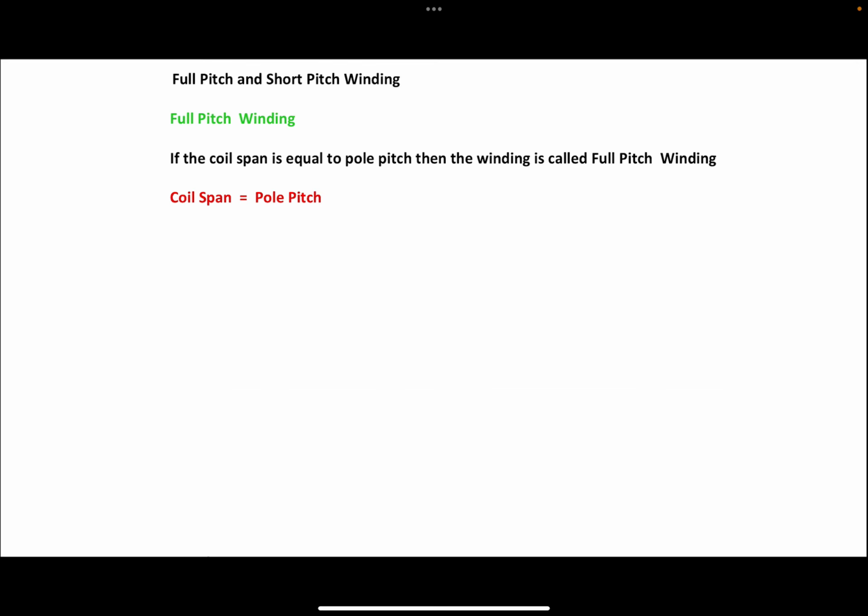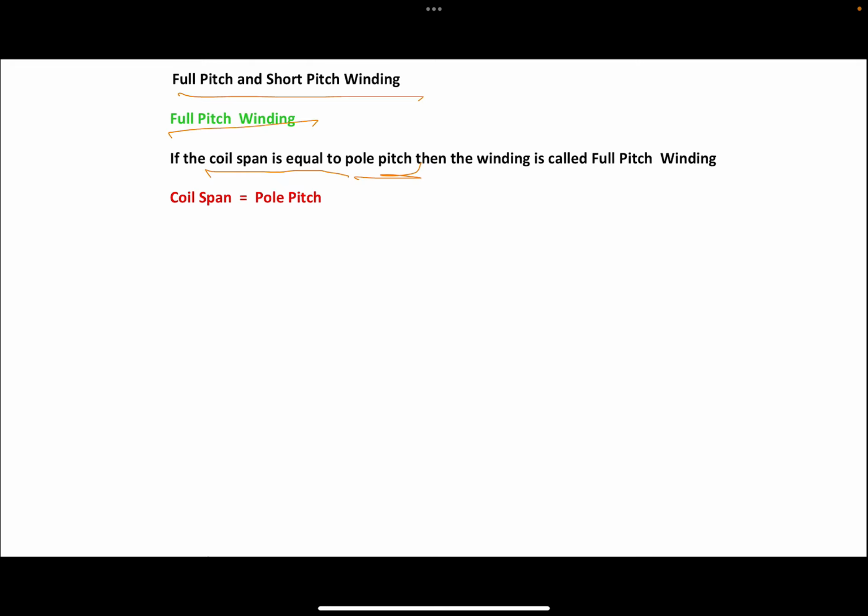Now we will discuss the basic classification. In the second case, concentrated winding and distributed winding. In the distributed winding there is a subclassification: full pitched and short pitched. Now we are discussing full pitched winding and short pitched winding. What is the definition? Full pitched winding is nothing but if the coil span is equal to the pole pitch, then it's a full pitched winding.